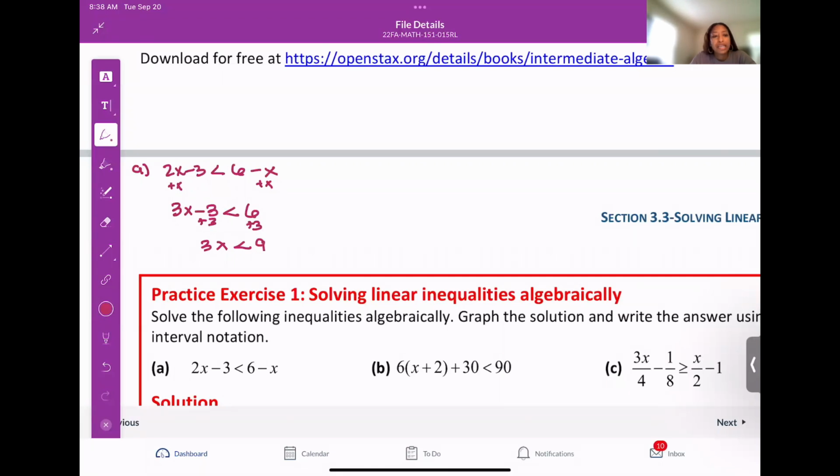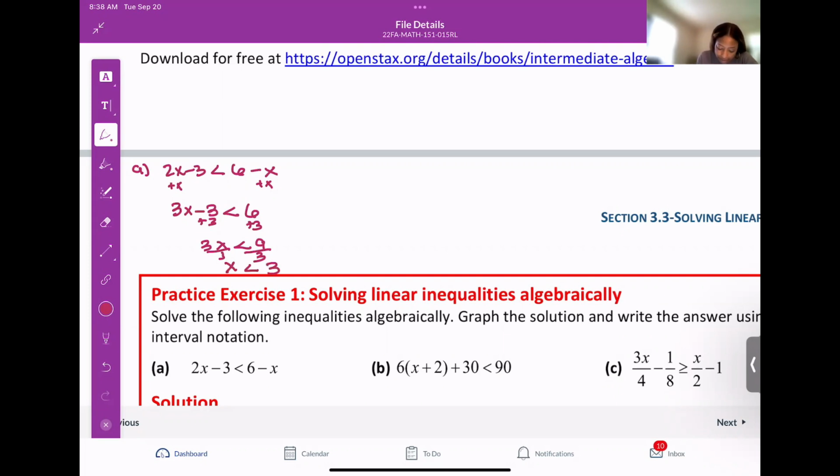And then we're almost done. To get the final answer here, we're going to divide both sides by 3. That's a positive number, so we don't have to change anything. We divide both sides by 3, and we get x is less than 3 as our solution.